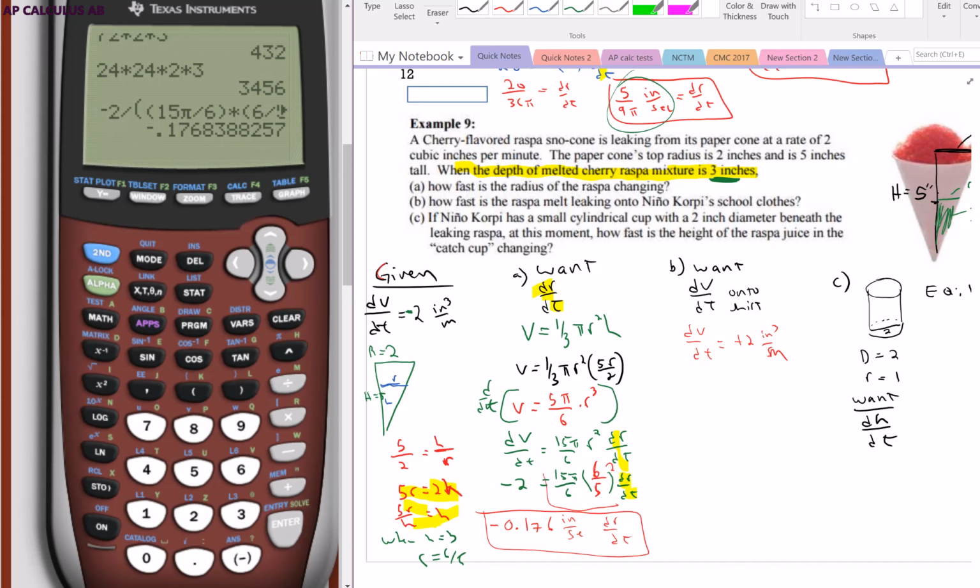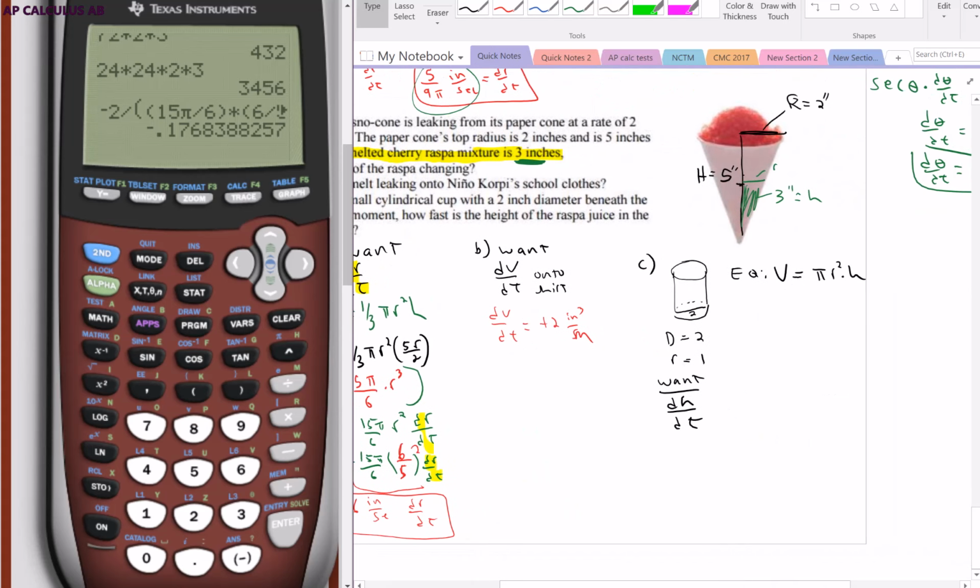So obviously he gets sick of getting it on his clothes, so he goes and gets a cylindrical cup. The cylindrical cup has a 2-inch diameter. How fast is the height changing? So now we have a cylinder, which we haven't done yet, but they're fun. Here's the volume of the cylinder. Volume equals pi r squared h. We know dV/dt; we found dV/dt over here. We know it's going into the cylinder at 2 cubic inches. We want dh/dt, and we know r.